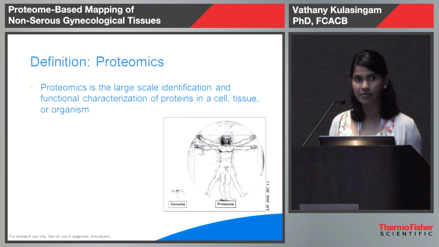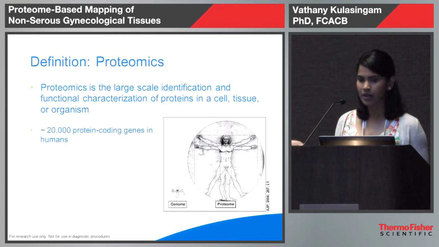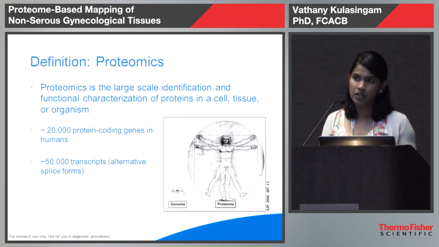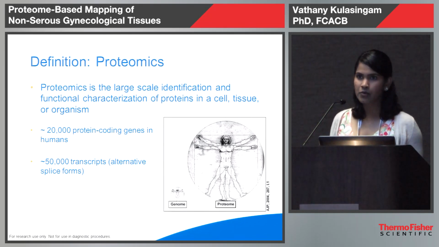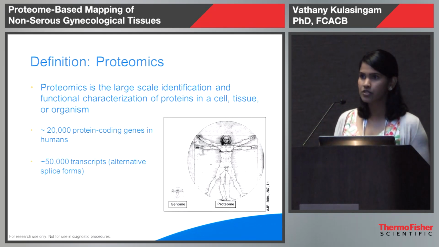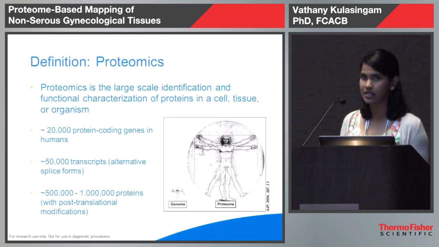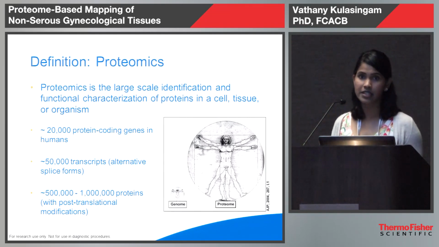What's important here is that if we think about genes, there are about 20,000 protein-coding genes in humans. This we know. When we look at transcripts, there are about 50,000 transcripts because of alternate splice forms. But when we think of proteins, there are actually at least 500,000 to 1 million proteins, which is largely because of post-translational modifications and the like. So you have far more complexity in a proteome when you're trying to decipher it versus in a genome.